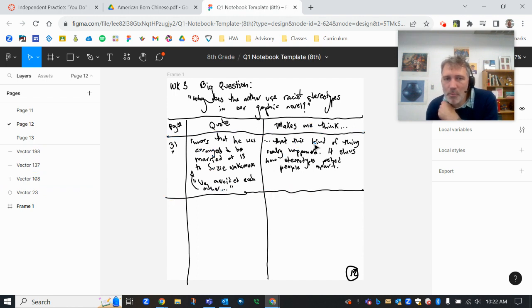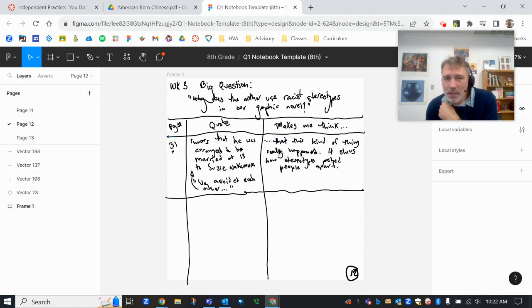And then in this column over here, it says makes me think. So this is how I'm suggesting that your notes are set up, is that you have some columns: page number, quote, and then makes me think. If you've got a different way of setting up your notes, that's cool. You can show it to me when you do your notebook check this afternoon or today.